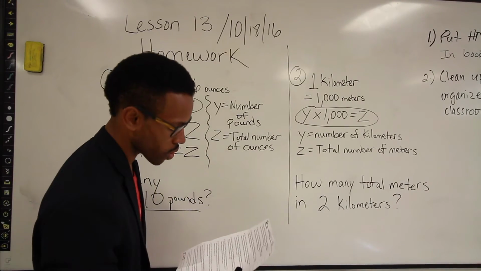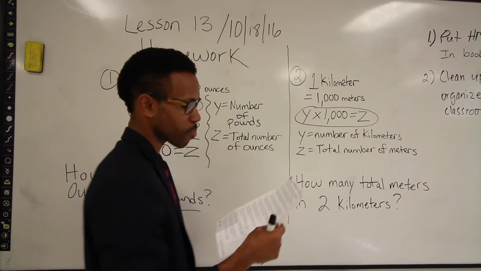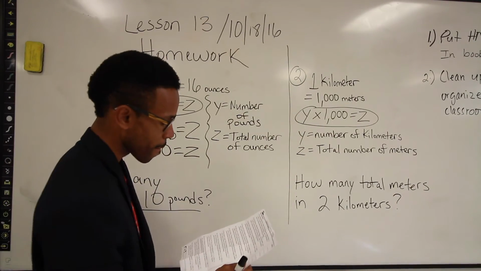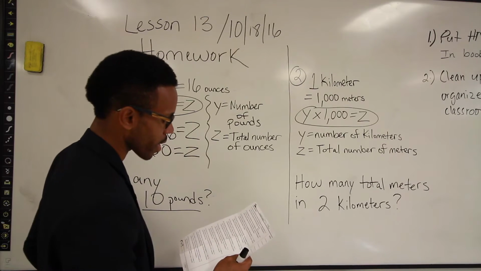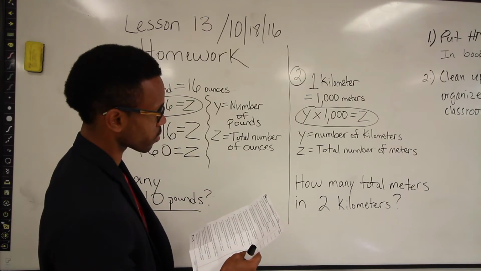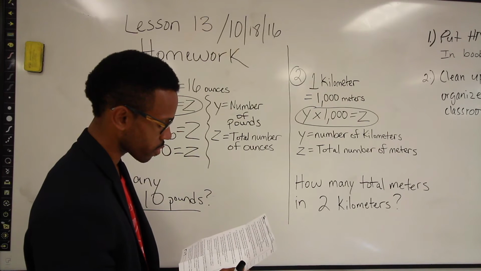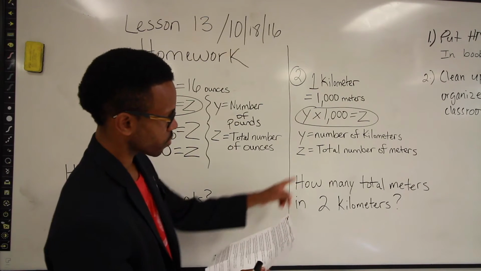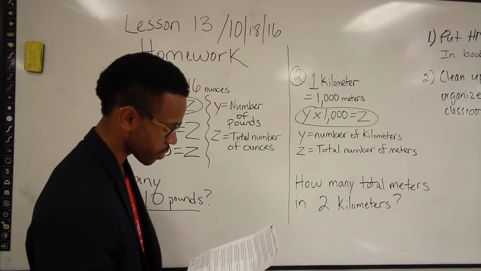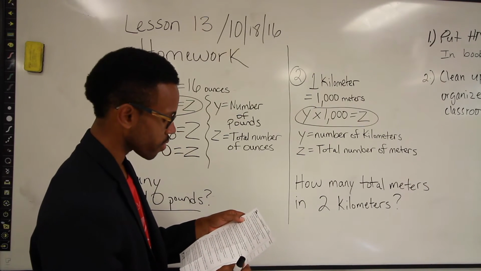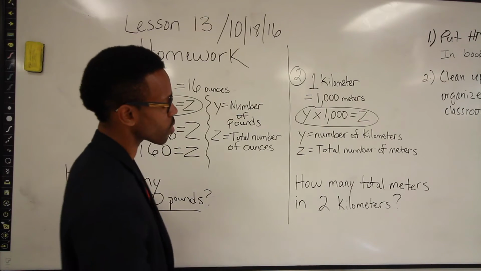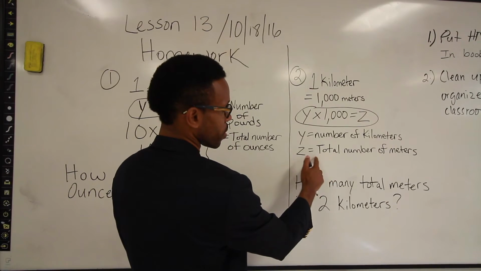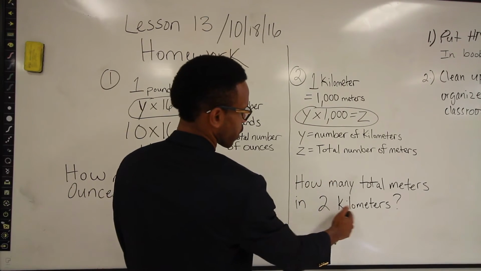Every kilometer is 1,000 meters. This can be expressed using the equation y times 1,000 equals z, where y is equal to the number of kilometers, and z is equal to the total number of meters. Using the equation, find the total meters in 2 kilometers.